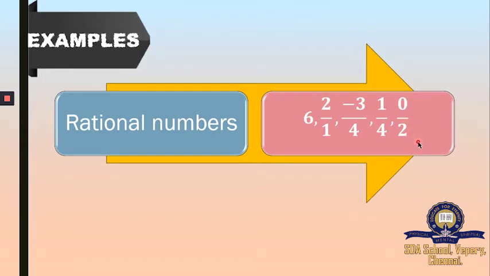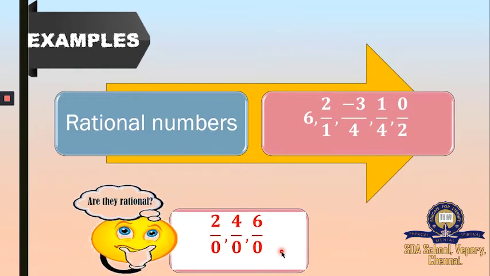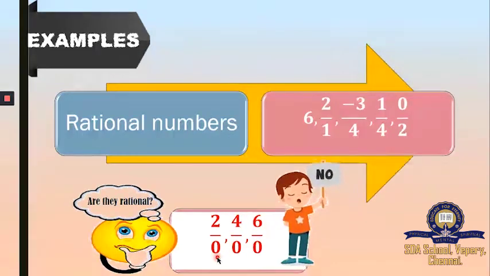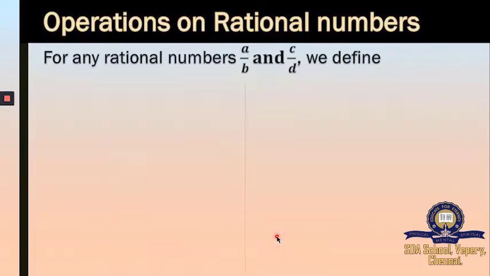Now, can you tell me whether these are rational numbers? No. Why? Because the denominator should not be 0 for rational numbers, right? So 2 by 0, 4 by 0 and 6 by 0 are not rational numbers. But the numerator can be 0. Only the denominator should not be 0. Okay. So now we're going to see operations on rational numbers.